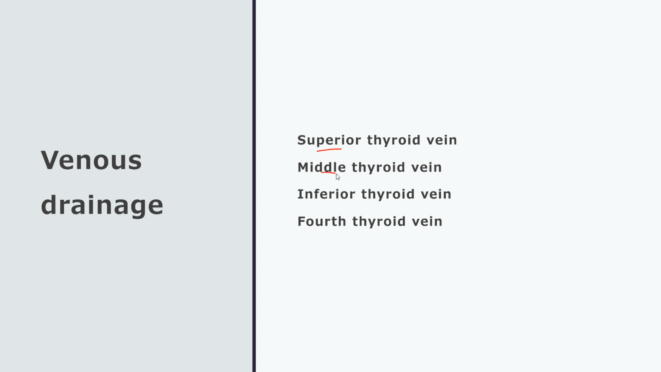It emerges at the middle of the lobe and enters into the internal jugular vein. The inferior thyroid vein emerges at the lower border of the isthmus. It forms a plexus in front of the trachea and drains into the left brachiocephalic vein. And the fourth thyroid vein may emerge between the middle and inferior veins and drain into the internal jugular vein.